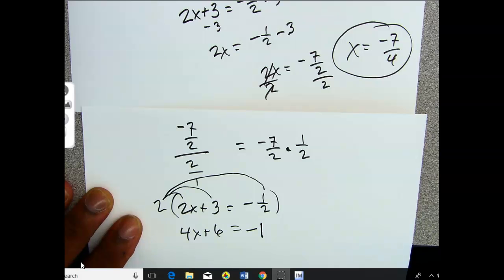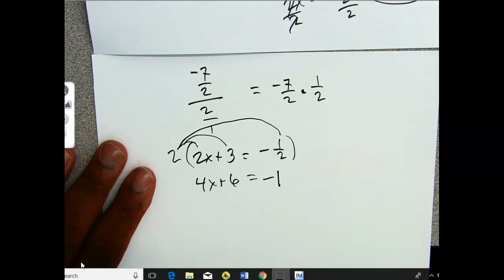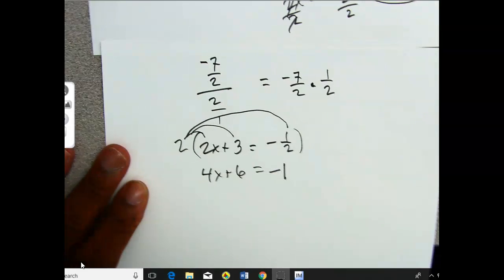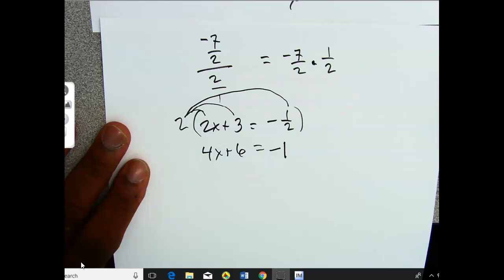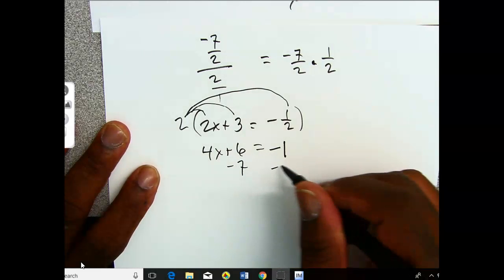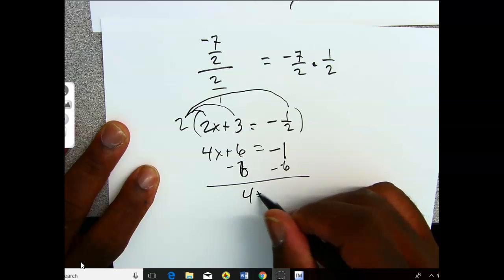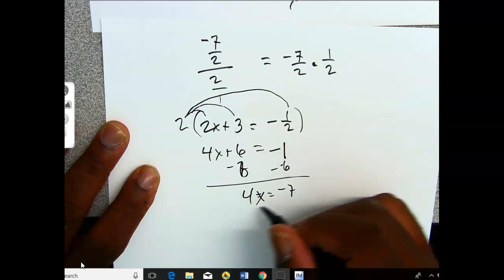I know you guys have done this before in Algebra 1 and Algebra 2, clearing the fraction. But I don't mind the fraction. Again, fractions are just numbers. So subtract 6, 4x is equal to negative 7, and divide by 4.